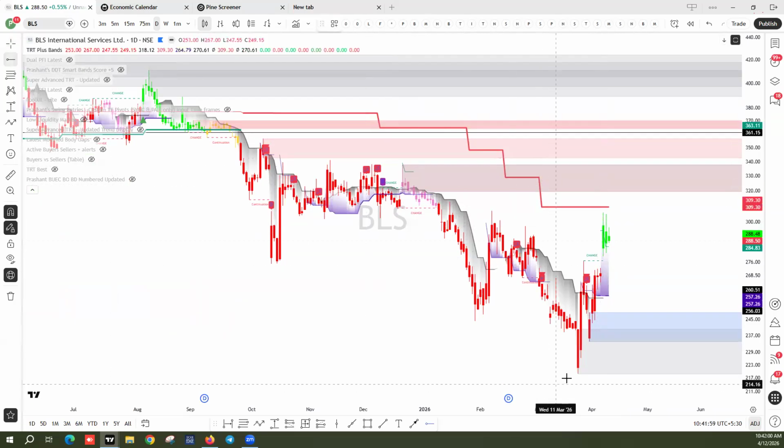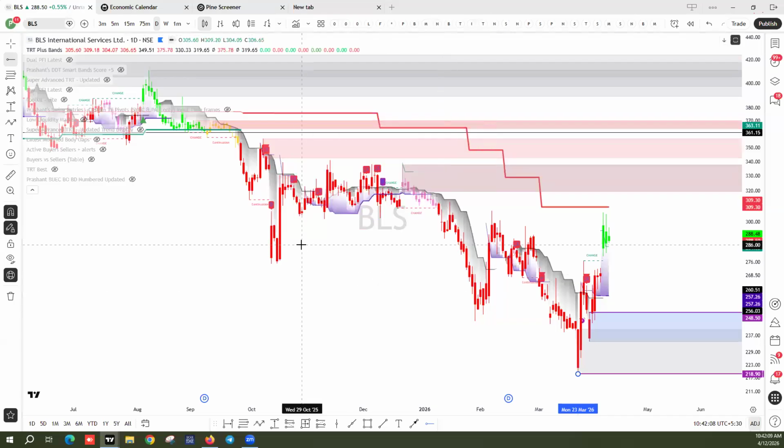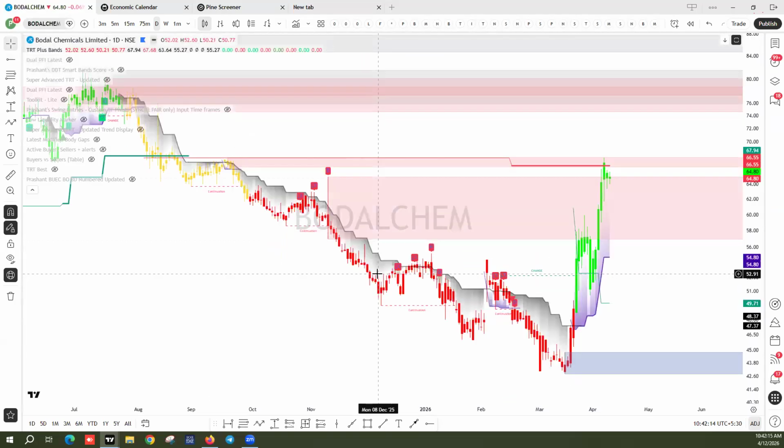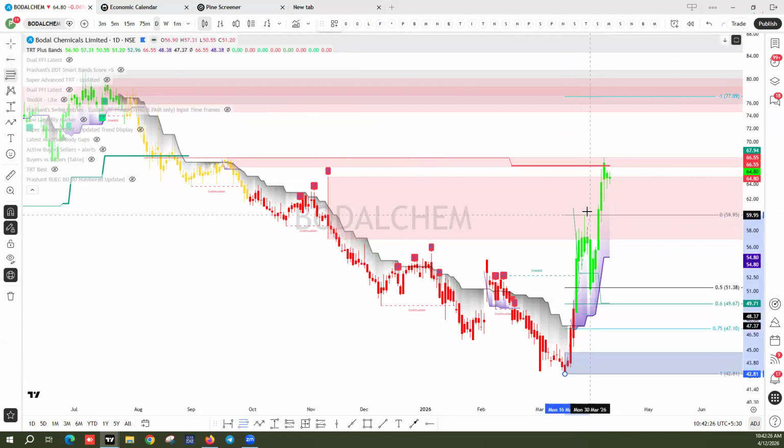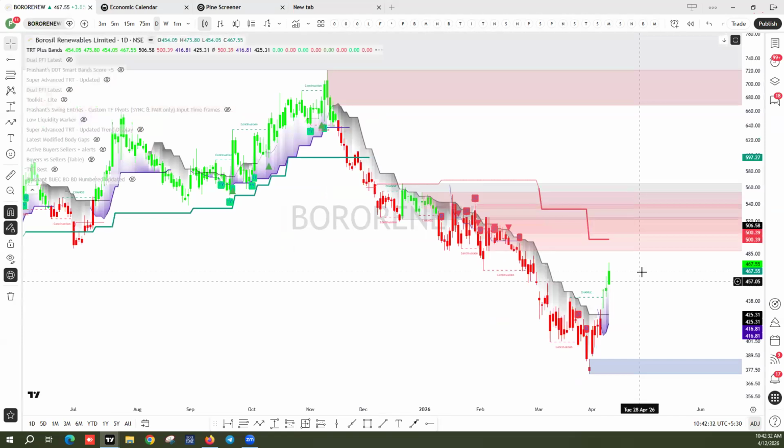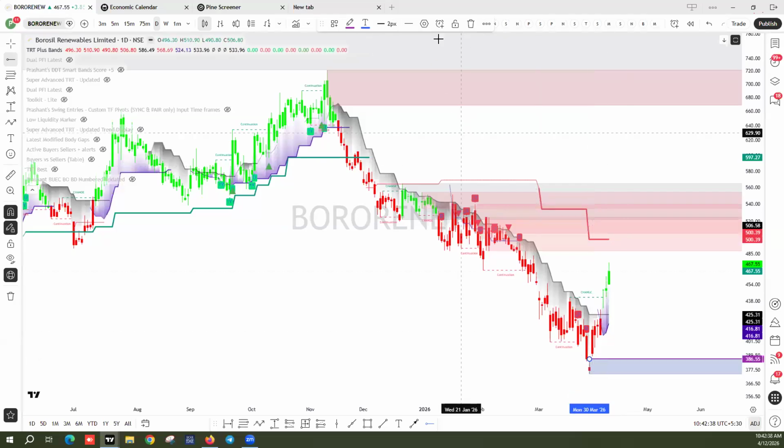This is BLS. Again, we can place alerts below this and check what happens if price comes to that location. Bodal Chemical, it has already touched this selling area. Has it given a retracement entry or not? It must have given a 50% retracement. This to this, see, 50% retracement. This stock, Borosil. Borosil, I will place an alert at this location and below this.